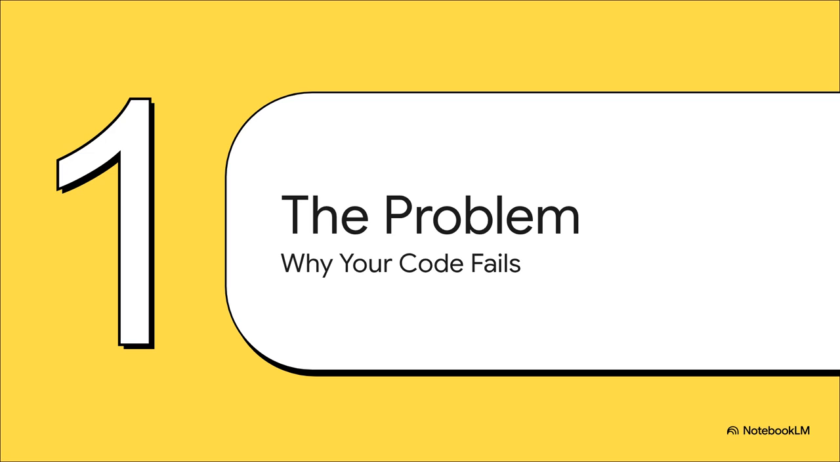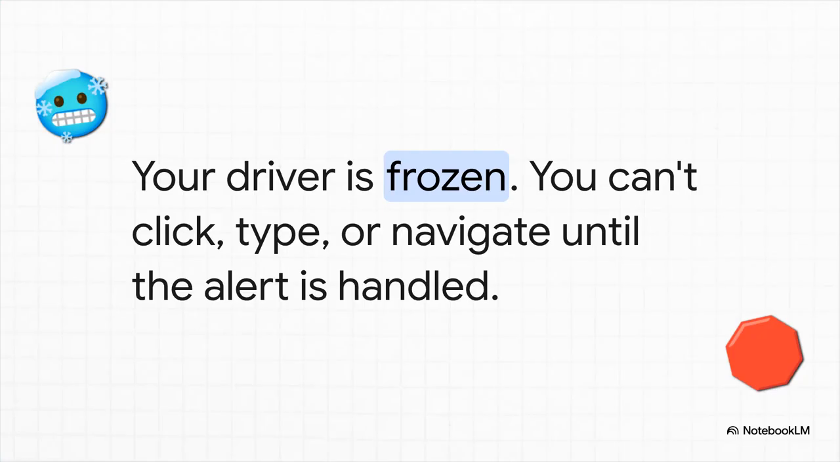So what's really going on behind the scenes? Why is this tiny little pop-up such a massive roadblock for a tool as powerful as Selenium? Here's the key thing to understand. A JavaScript alert completely hijacks the browser's focus. And since Selenium is just pretending to be a user, its focus gets hijacked too. Your driver is, for all intents and purposes, frozen solid. You can't click anything else. You can't type. You can't navigate away. Nothing works until that alert is handled.